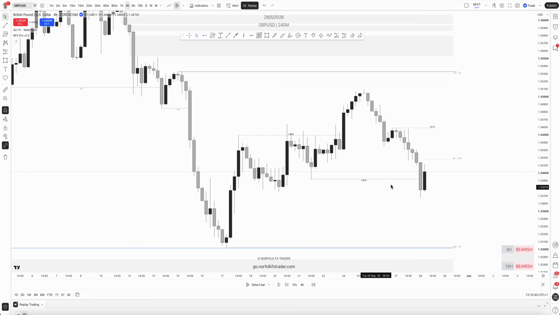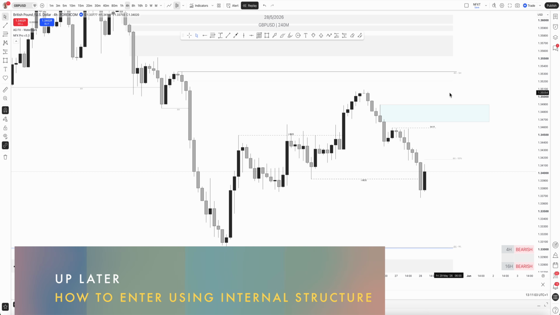Now, I don't look at the actual internal structure here to sell from this high. This to me is an internal high. That's a liquidity area for the market to run. So what I'm going to look at is as the market pushes down, we have this single candle where we have a push to the upside, and this is going to create an internal area of supply.